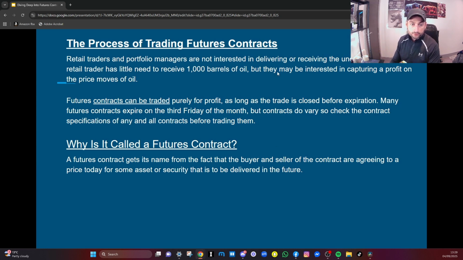Why is it called a futures contract? A futures contract gets its name from the fact that the buyer and the seller of the contract are agreeing to a price today for an asset or security that is delivered in the future, if you want the asset delivered, which we don't.